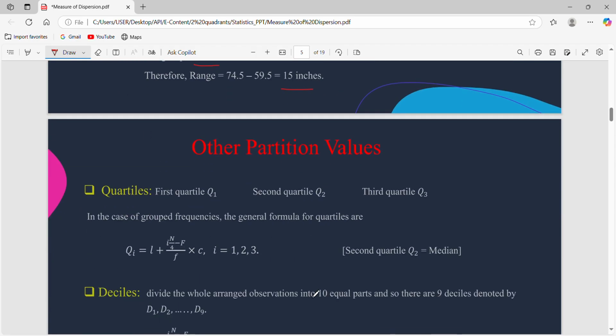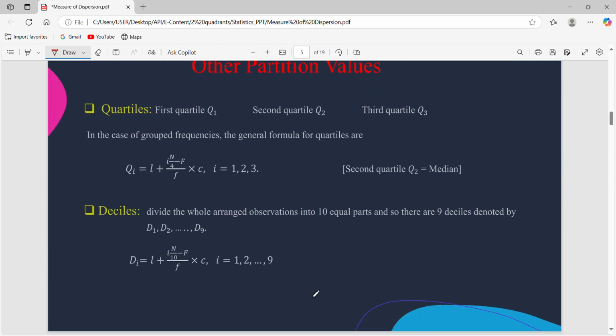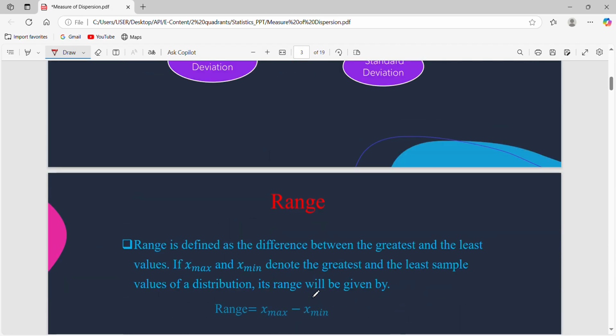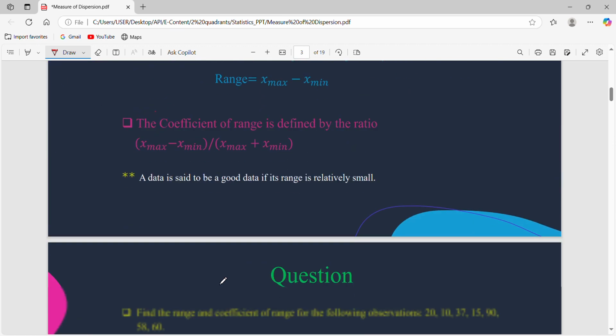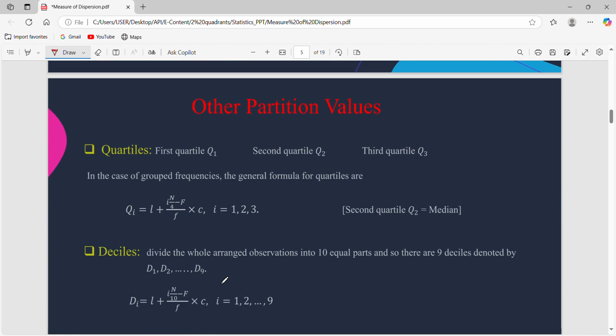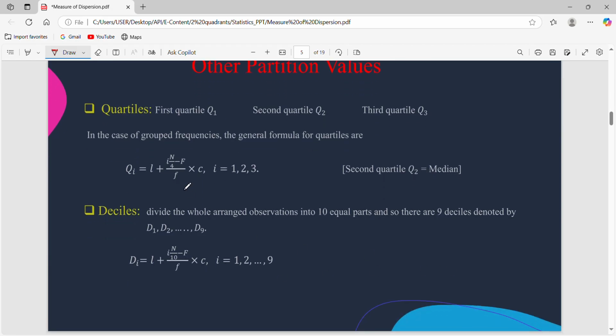Next is partition values. In our classification we have quartile deviation. Before going to the quartile deviation, we should know about the partition. So first partition is quartile. Here we have three quartiles: first quartile, second quartile, third quartile. First quartile is 25%, second quartile means 50%, and third quartile means 75%.